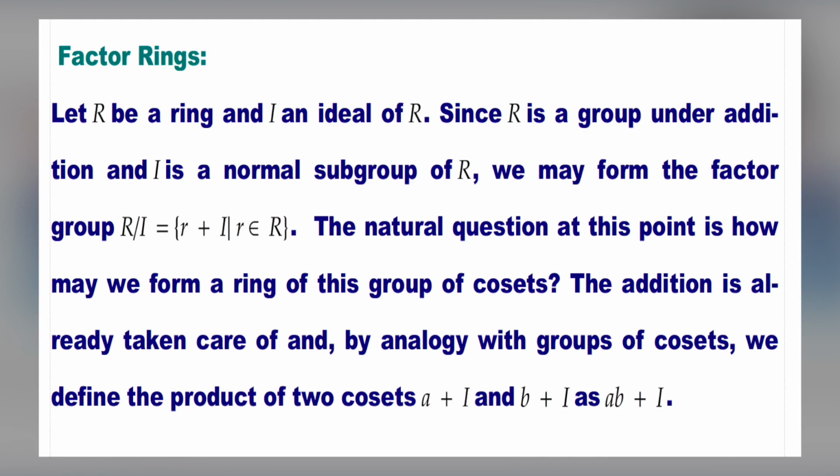Since R is a group under addition and I is a normal subgroup of R, we may form the factor group R by I equal to the set of all r plus I such that r belongs to R. The natural question at this point is, how may we form a ring of this group of cosets? The addition is already taken care of, and by analogy with groups of cosets, we define the product of two cosets a plus I and b plus I as ab plus I.